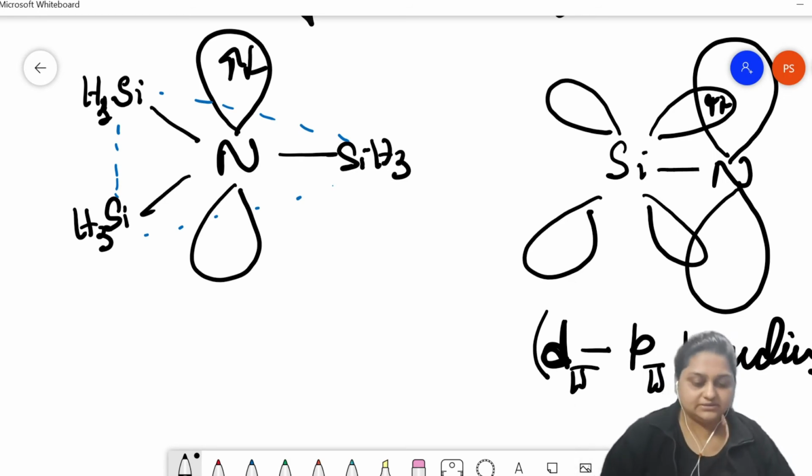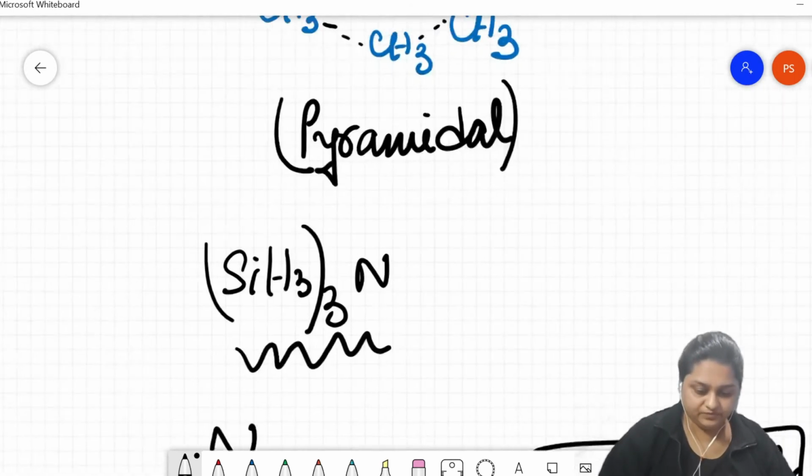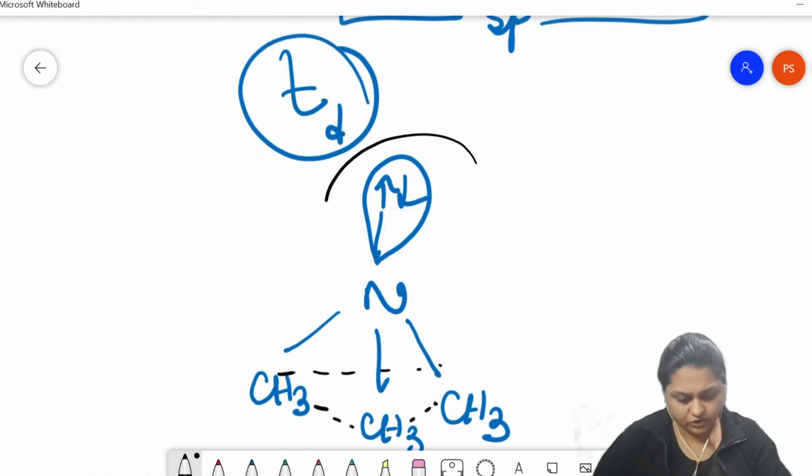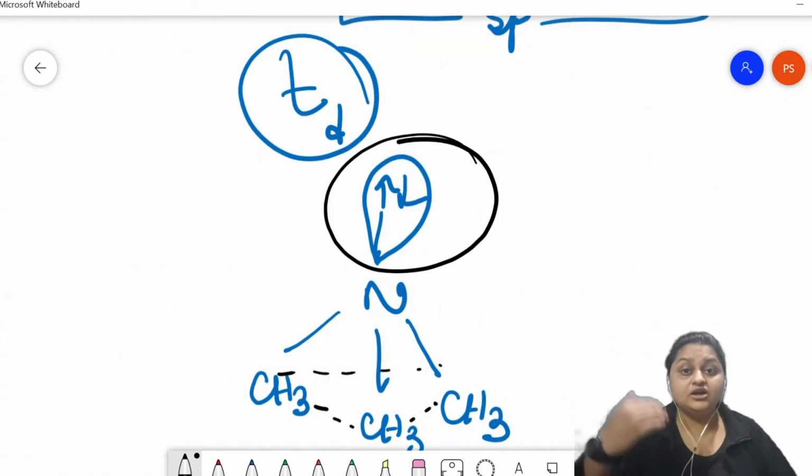That is why this molecule cannot act as a good Lewis base, as the lone pair of electrons on the nitrogen is involved in the dπ-pπ bonding for this particular molecule. That is not the case for this molecule, because in this molecule the lone pair is available for donation.